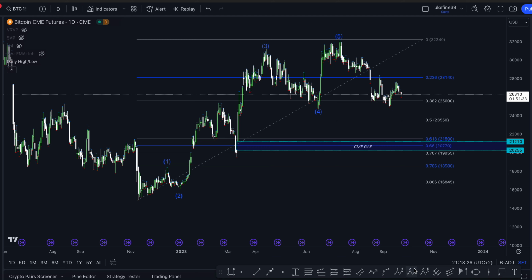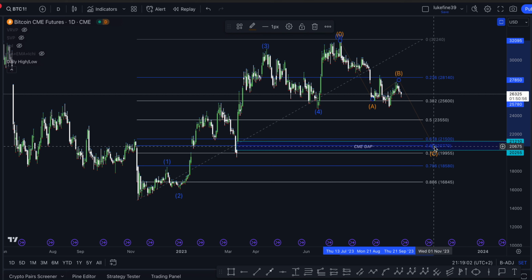So after 5, this test and the lower high confirm the end of the fifth wave. So now we know we're definitely correcting, and we have this CME gap open at 20 to 21k. That's something I'm looking at. I would confidently say this was the A wave, okay, and this is a B wave here. So B wave, let's say, was this. Now the C wave should ideally come to here.